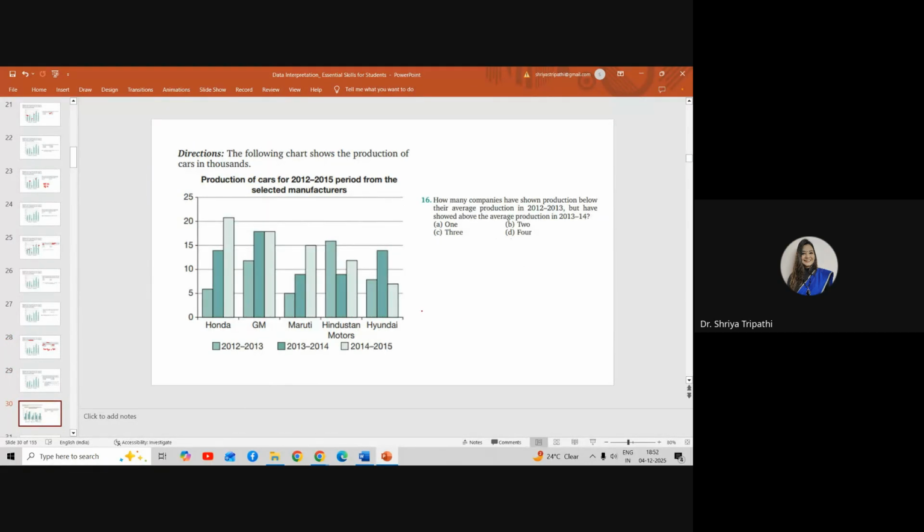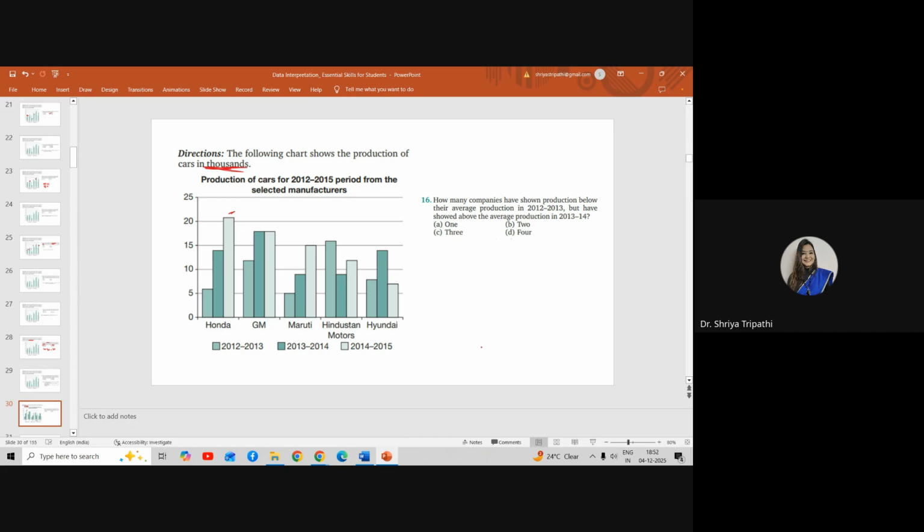Next question you can see on the screen. The following chart shows the production of cars in thousand. Again, the unit here says thousands. Production of cars from 2012 to 15 period in the selected manufacturers. So we have Honda, GM, General Motors, Maruti, Hindustan Motors, and Hyundai, right? The lightest of all, extreme right, this one is 2014-15. Then we have 2012-13, and 13-14.